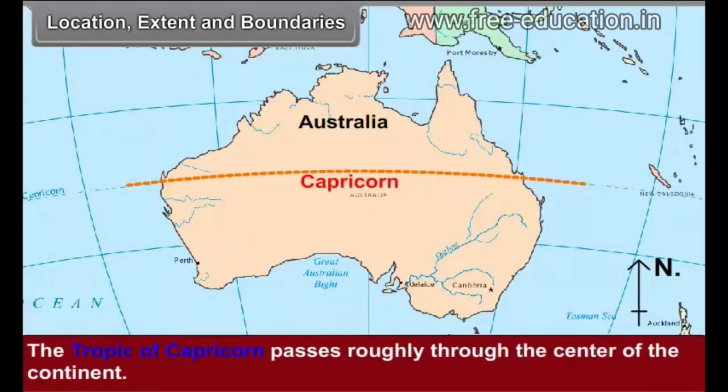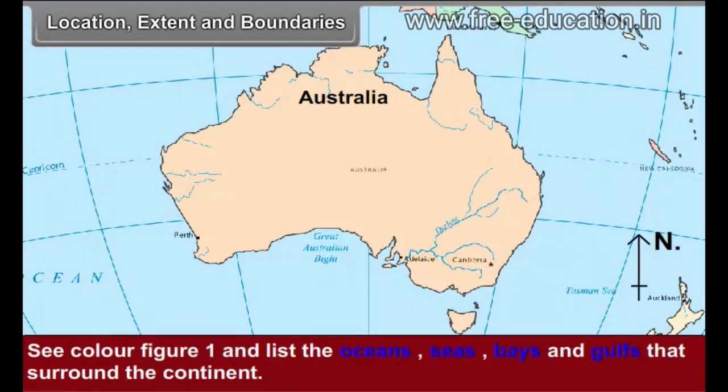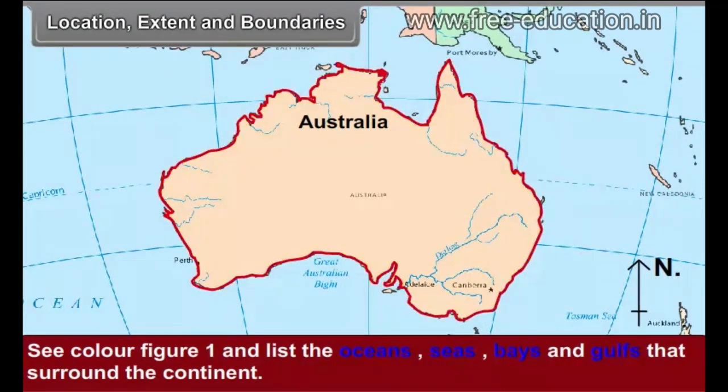The Tropic of Capricorn passes roughly through the center of the continent. The island of Tasmania, located to the southeast of this continent, is a part of this continent. See Figure 1 and list the oceans, seas, bays and gulfs that surround the continent.